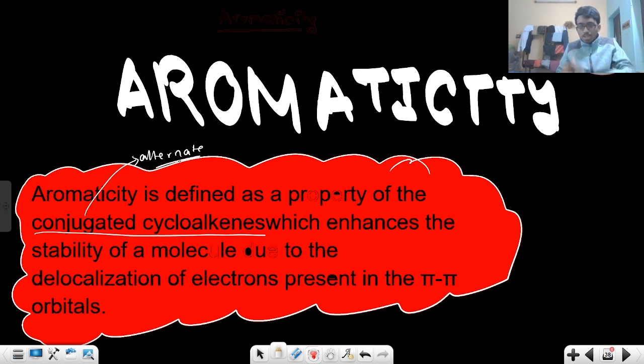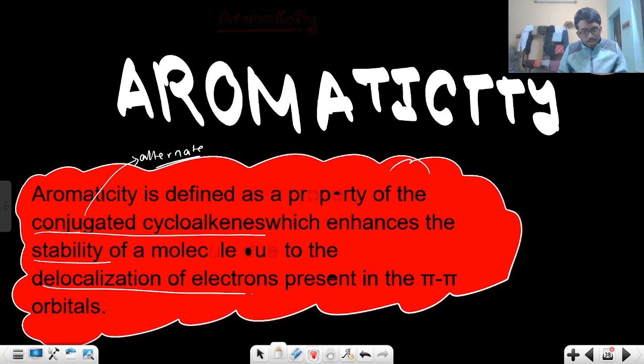Alternate position double bonds will be present and they are highly stable. Why? Due to delocalization. The entire ring is delocalized; the electrons are delocalized throughout the ring. So that is why it will be stable. Resonance. You can understand that? Pi orbitals. Clear?